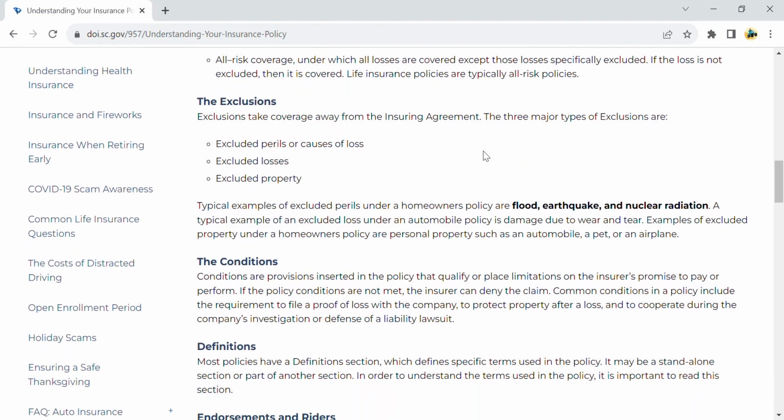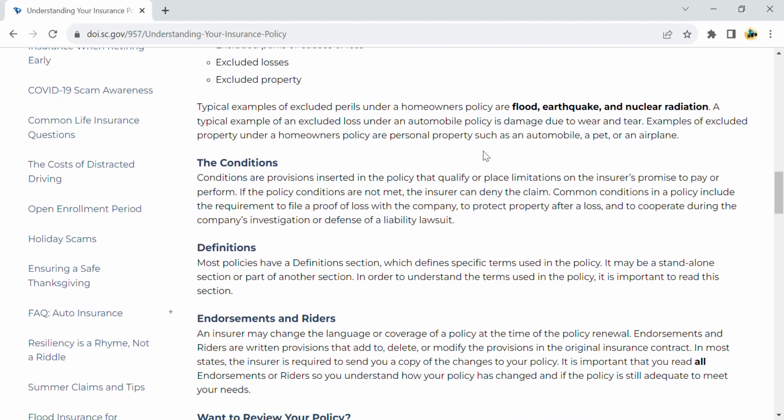The exclusions. What are the exclusions? Exclusions take coverage away from the insuring agreement. The three major types of exclusions are excluded perils or causes of loss, excluded losses, and excluded property. Typical examples of excluded perils under a homeowner's policy are flood, earthquake, and nuclear radiation. A typical example of an excluded loss under an automobile policy is damage due to wear and tear. Examples of excluded property under a homeowner's policy are personal property such as an automobile, a pet, or an airplane.